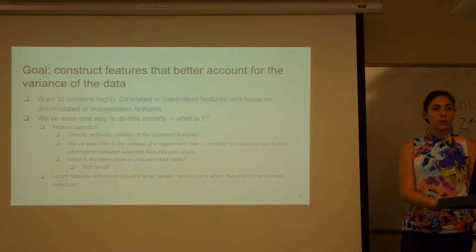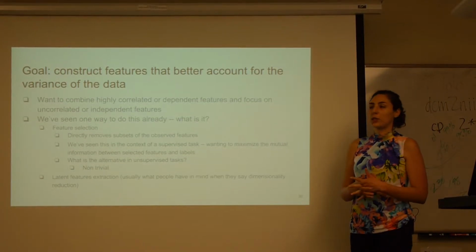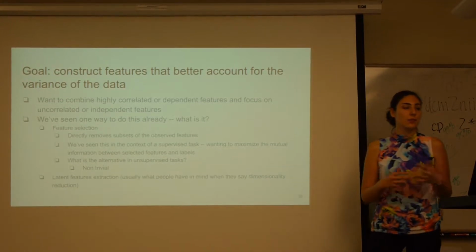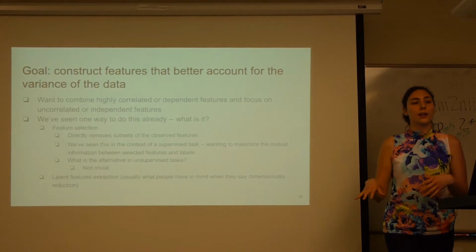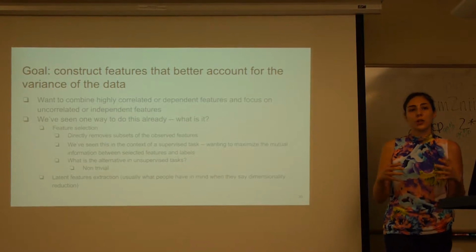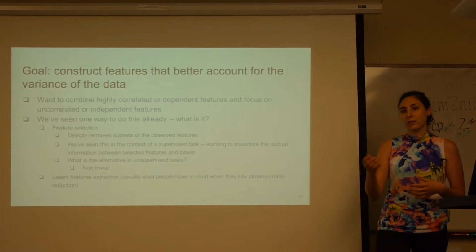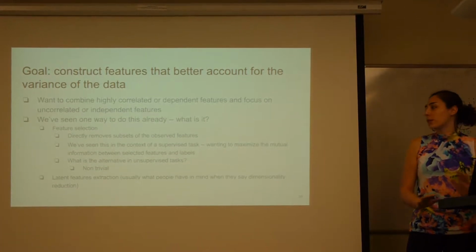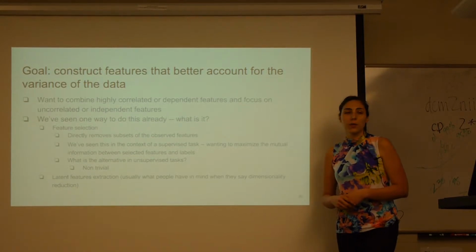So instead of doing feature selection in unsupervised settings, we can do latent feature extraction. And when we say latent in machine learning, we mean something that's not observed. It's underlying the current observation. So it's some kind of process which is used to create this observed data. Usually this is what people think of, this latent feature extraction, when they say dimensionality reduction.